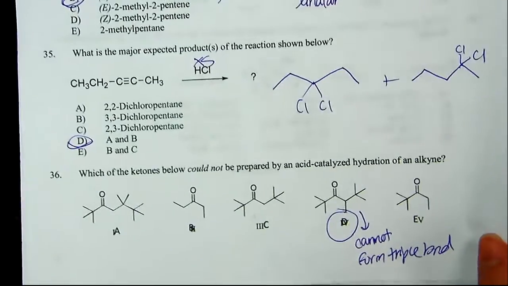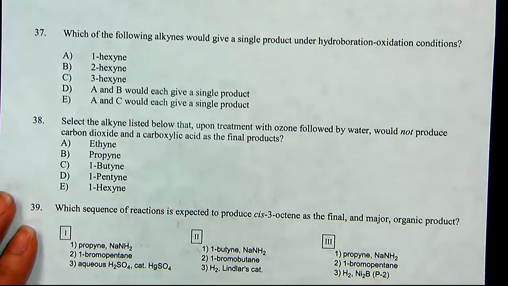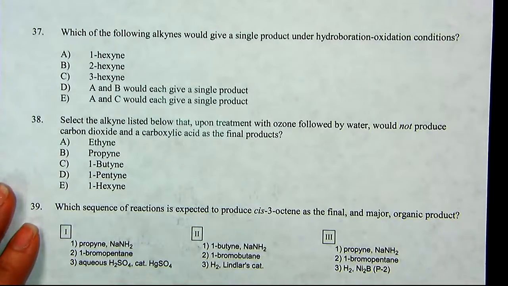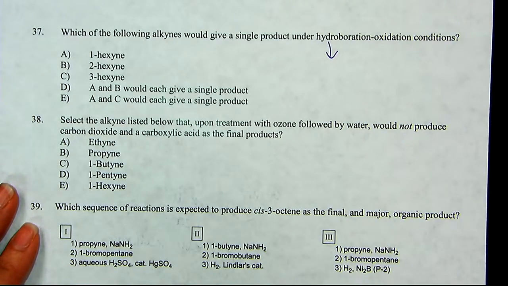Okay. Almost done. Number 37, the following alkyne is a single product of the hydroboration oxidation. Hydroboration oxidation is the less substituted, right?